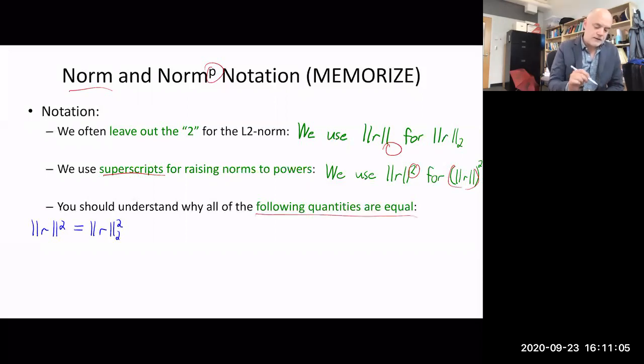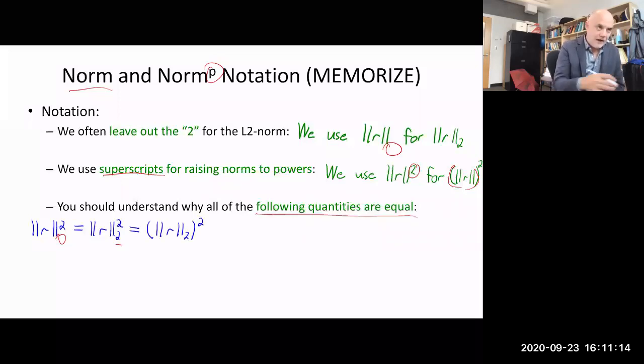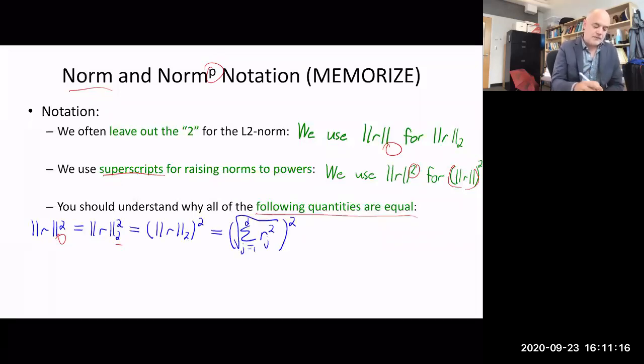All of the following quantities are equal, right? We have the default norm, which is the 2 norm squared. If we plug in the definition of the 2 norm, we have the square root of the sum over all the dimensions of each dimension's value squared, and then that is squared. You notice that the square root and the squared cancel, so we have the sum of the individual elements squared. This is why the 2 norm squared is the sum of squares.